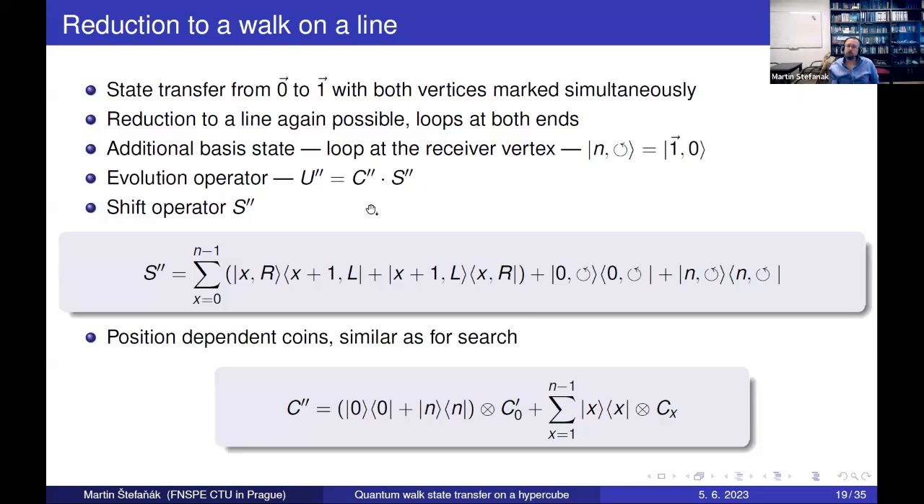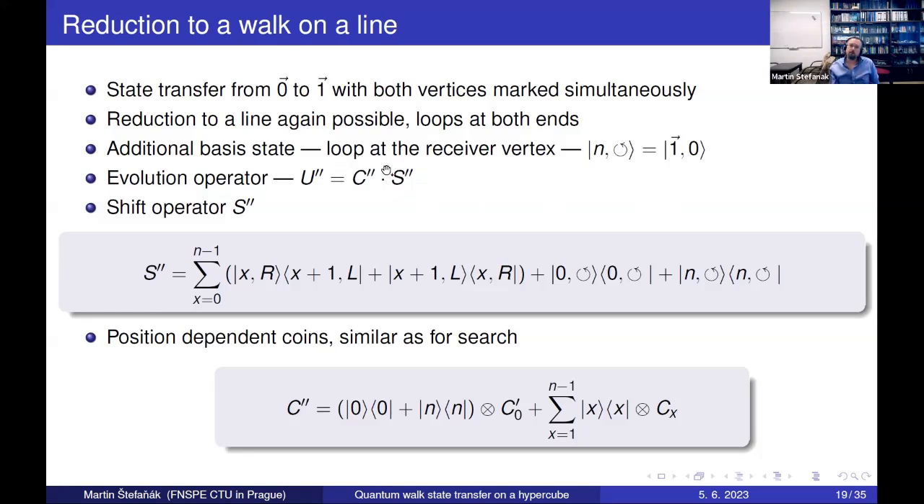But first we'll do it only for the antipode vertices. So again, the sender vertex will be the all zero string and the receiver will be the all one string. And they will be marked simultaneously with the same coin, again, this weighted loop. So the strategy of the proof is you do the same dimensional reduction as for the search. The only difference is that we now have loops on both ends of the line. And so there's one additional basis state corresponding to the loop on the antipodal vertex.